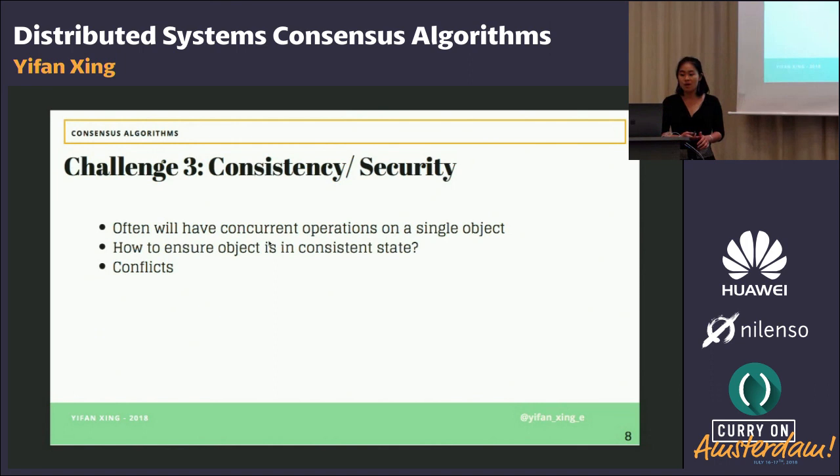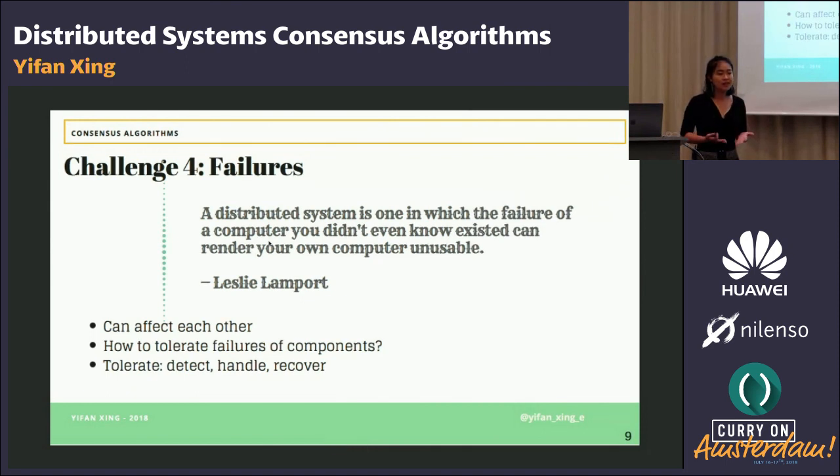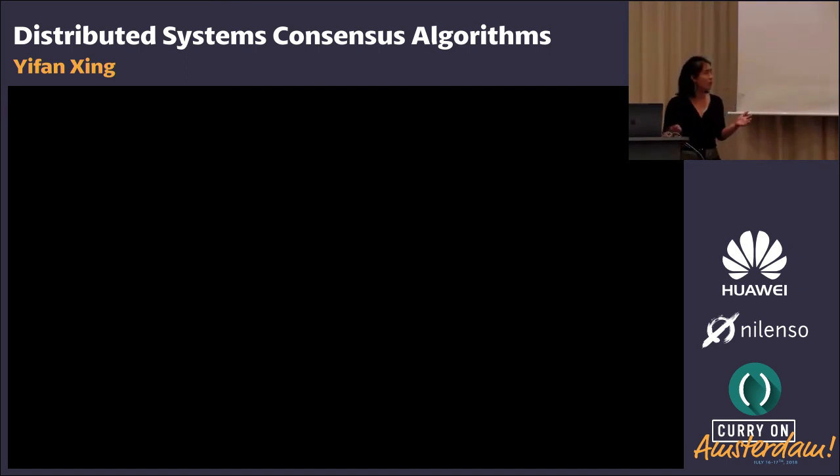How do we know, if certain concurrent operations are happening on one single object, how do we ensure this object is consistent? How do we know if there are any inconsistencies? How do we deal with conflicts? Leslie Lamport has said a distributed system is one in which the failure of some computer you didn't even know existed can render your own computer unusable. So obviously the machines could hugely affect each other.